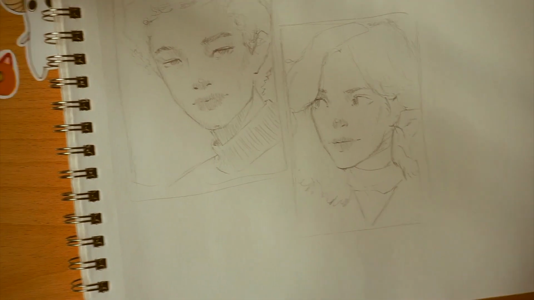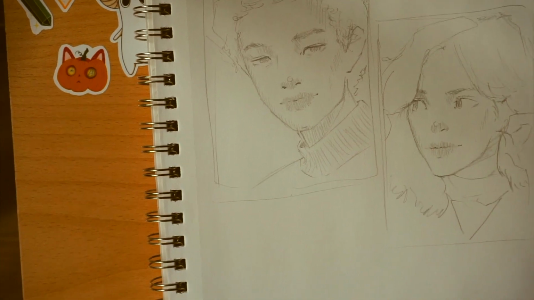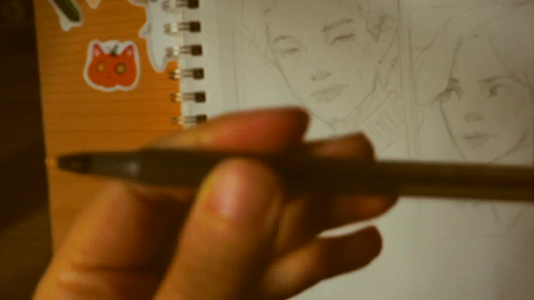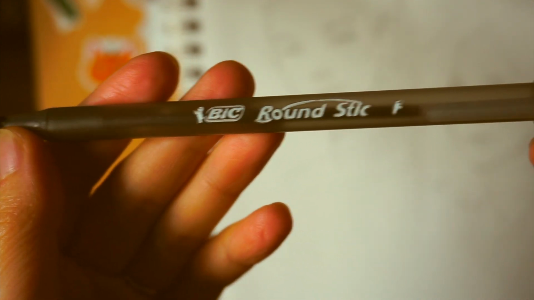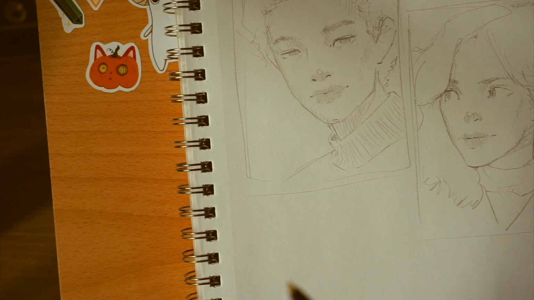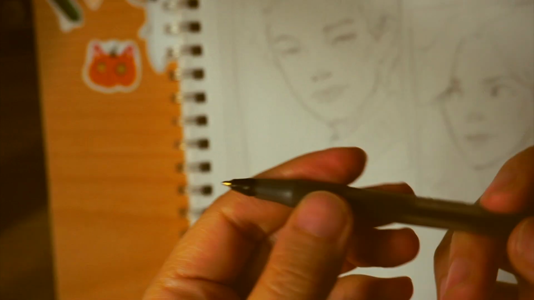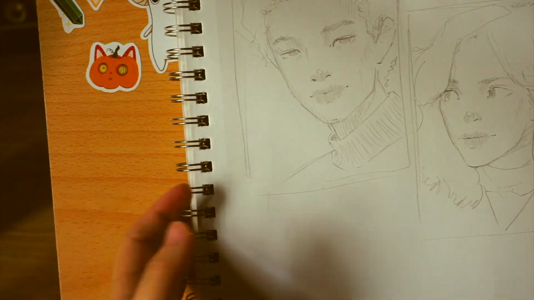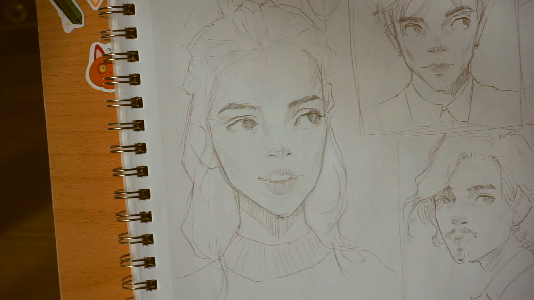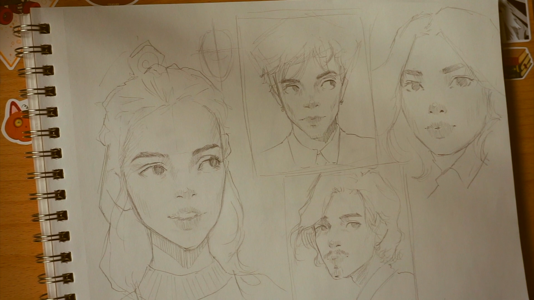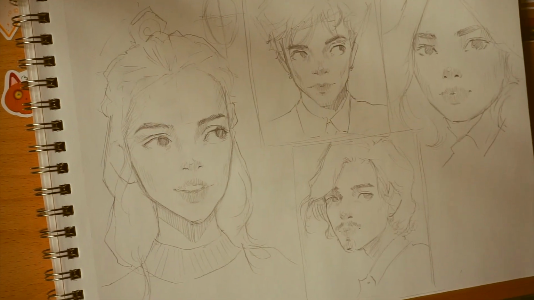So let's zoom out here for a little bit. The pen that I use to ink is this round stick Bic. It's honestly super cheap and super good. I tried other pens, but I really like this one. But yeah, so I'll just go in and ink over everything, and then I'll show you the final product.